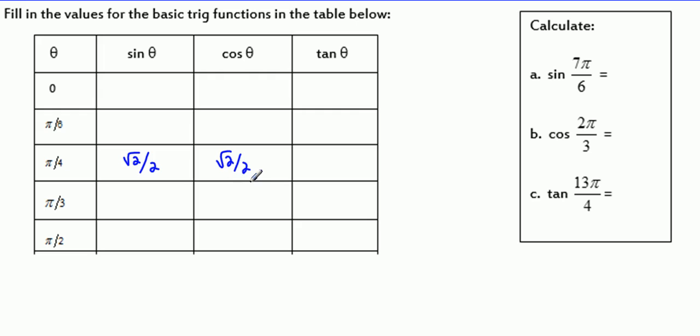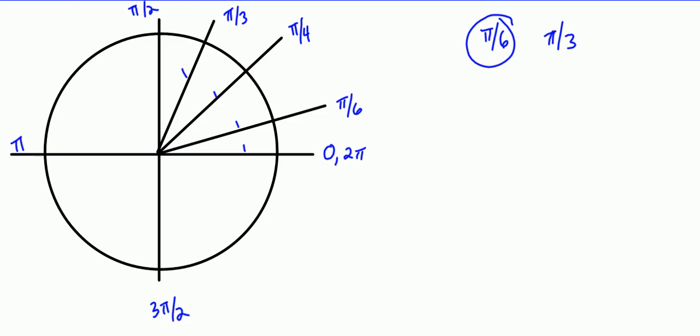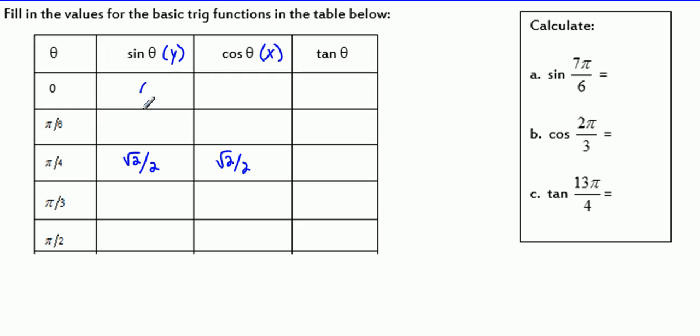Now if we go back to the unit circle and think about 0 degrees, the sine is always the y coordinate and the cosine is always the x coordinate on the unit circle. The x coordinate starts over here at 1 and makes its way all the way down to 0, and the y coordinate starts at 0 and makes its way all the way up to 1. So the sine at 0 radians is 0, the y coordinate, and the x coordinate at 0 radians is 1. We have the flip side over here.